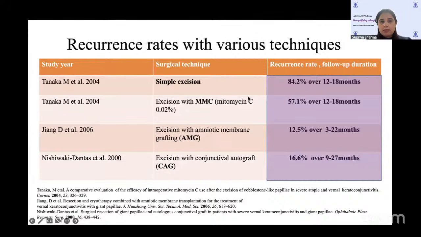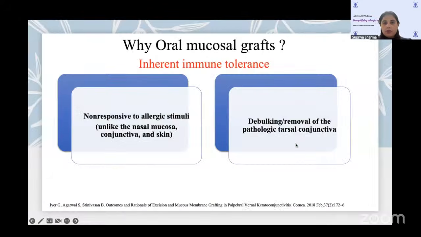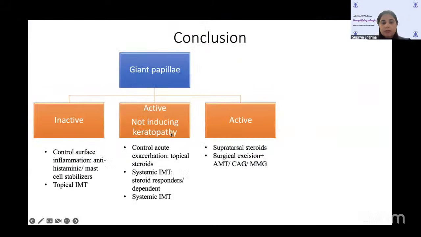So what I wanted to summarize from this slide is that different techniques following surgical excision, and using conjunctival autograft, simple excision have been described, but with a very high recurrence rate, as we can see here. The oral mucosal graft is a better alternative because the Langerhans cells, which are the ones that initiate these allergic reactions, are non-responsive to the allergic stimuli from the labial mucosa, unlike what we see from the nasal, the skin and the conjunctival mucosa, and also some amount of mechanical debulking is performed.